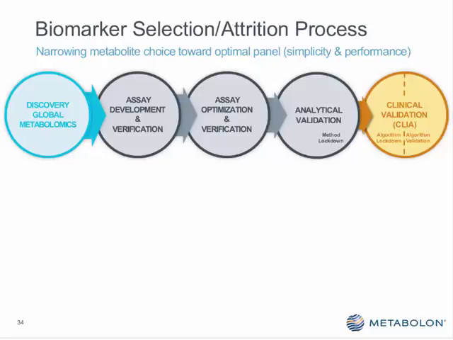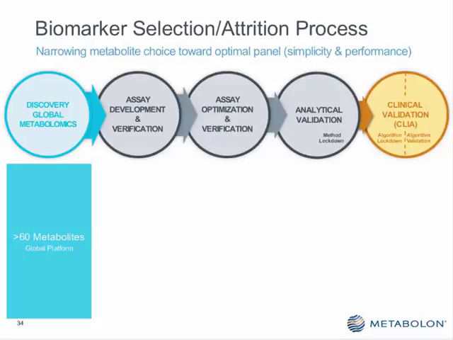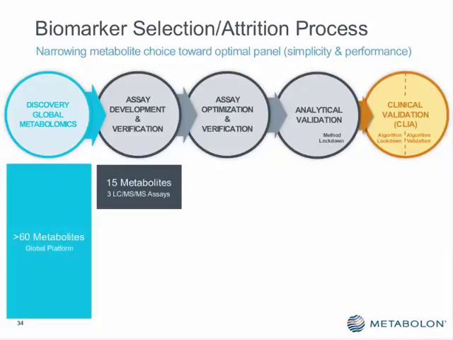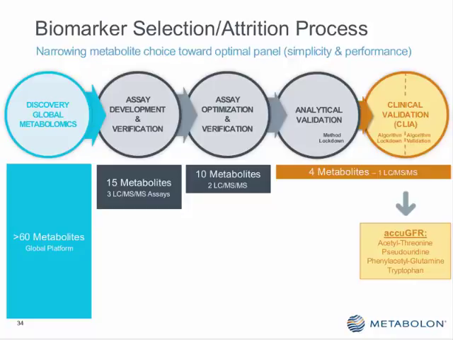Now, the biomarker selection and attrition process, again, started with global metabolomics. From this process, we measured upwards of 1,000 different metabolites on the global panel. 60 metabolites, and I'll show some of these on the next slide, were found to correlate positively with the GFR values. We then went through assay development, assay optimization, narrowing down the number of metabolites and the number of methods to, again, those 4 metabolites I mentioned: acetylthreonine, pseudouridine, phenylacetylglutamine, and tryptophan. Those 4 analytes are what is comprised in the single algorithm on a single method for accuGFR.